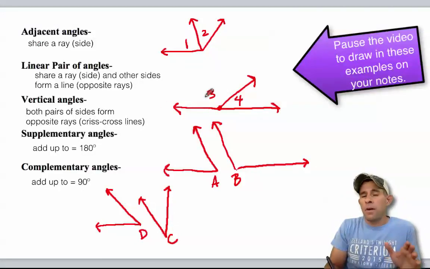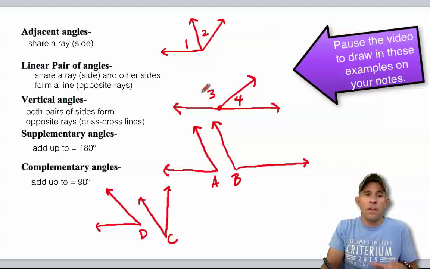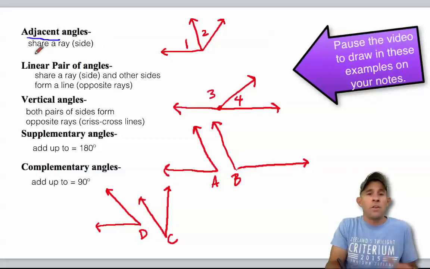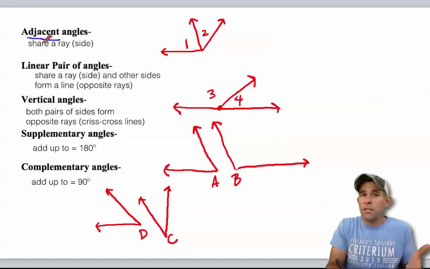Hey guys, today we're talking about different pairs of angles and their specific names and their properties. Let's start off with adjacent angles. Adjacent means next to. You live adjacent to your neighbor. You live next to them. So adjacent angles are two angles that are next to each other and they share a side.